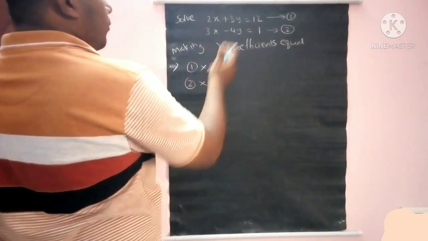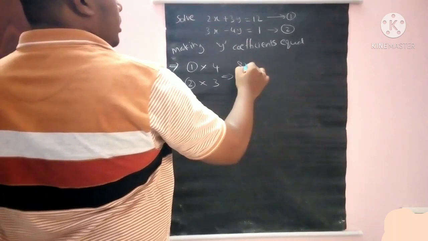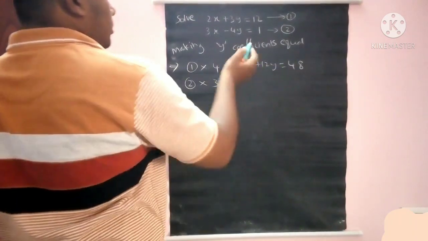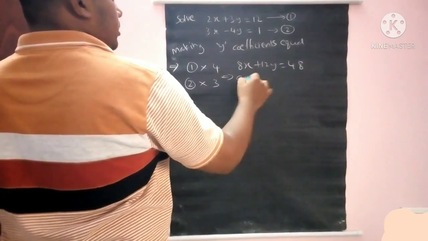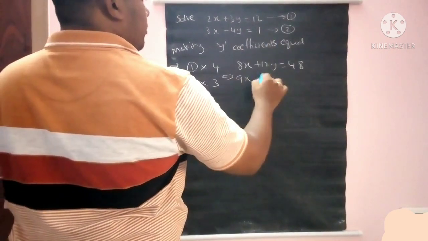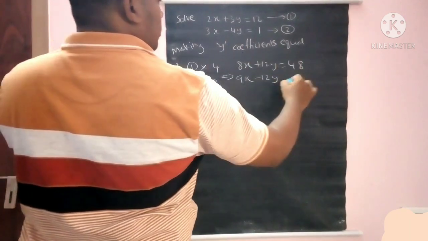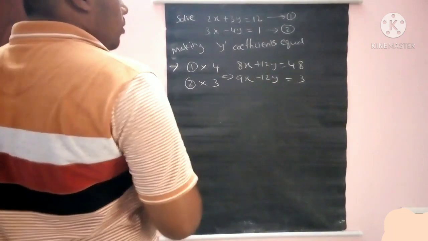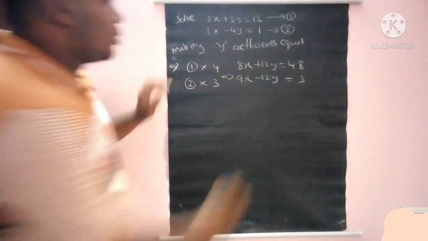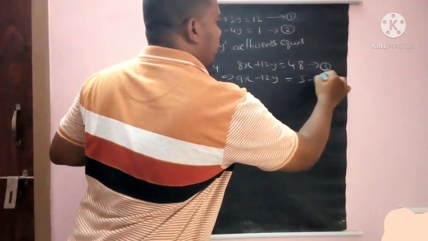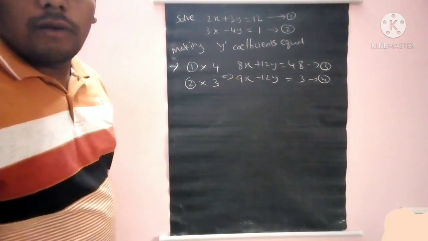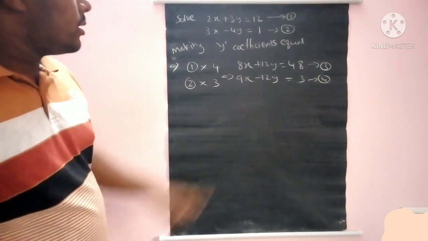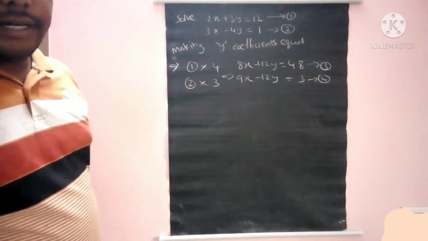Then what will happen? 4 with the first equation: 4 2s, 8x, 4 3s, 12y, 4 12s, 48. 3 3s, 9x, 3 4s are minus 12y, 3. So now if you observe here, plus 12y. Assume this as 3, this is 4. Plus 12y, minus 12y. So if you add, it will be eliminated.